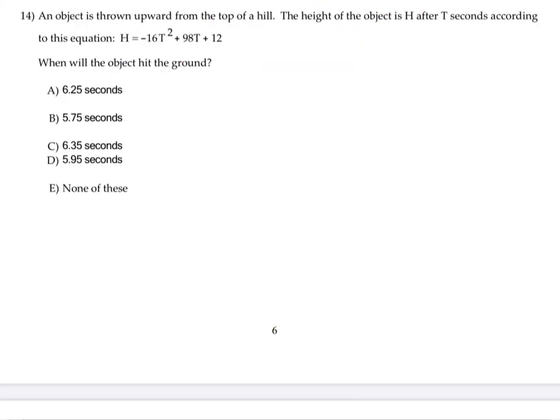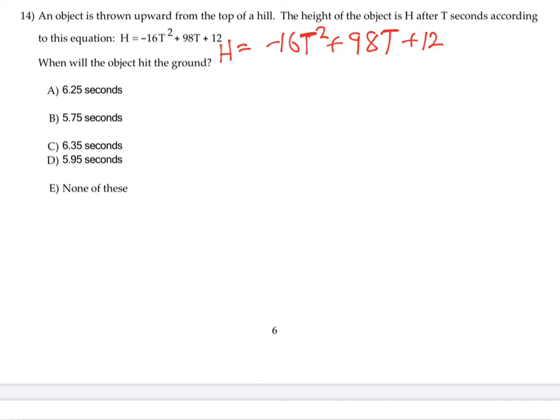So number 14. An object is thrown upward from the top of a hill. The height of the object, h, after t seconds is given by that formula. When will the object hit the ground? So h equals minus 16t squared plus 98t plus 12. Okay, so how are we going to do that? When will the object hit the ground? How do we figure that out?